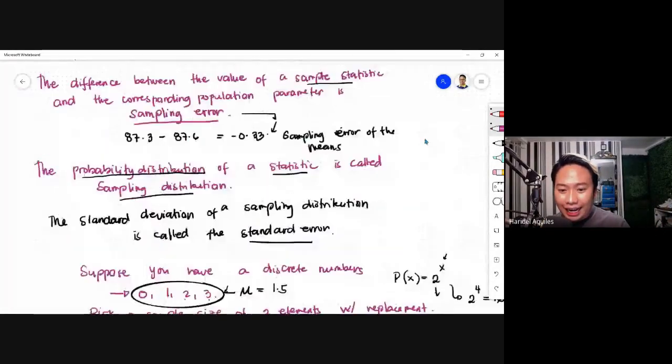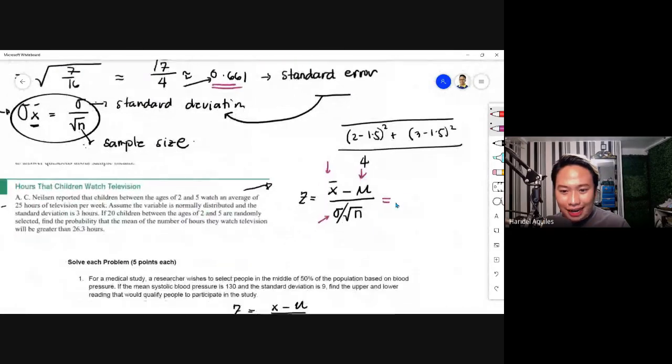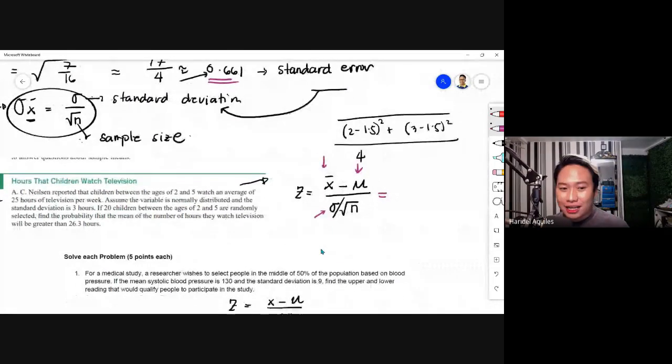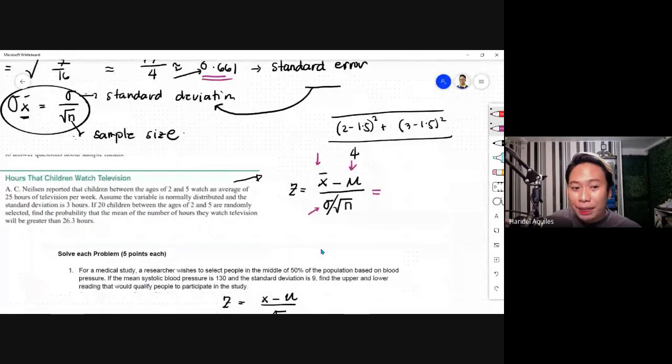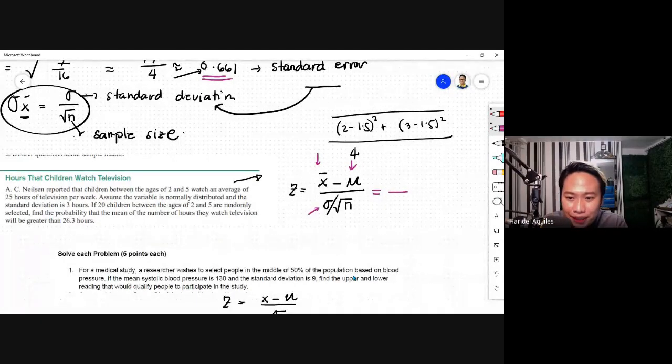The N, guys, is the sample size. So, based on the problem, what is the sample mean?